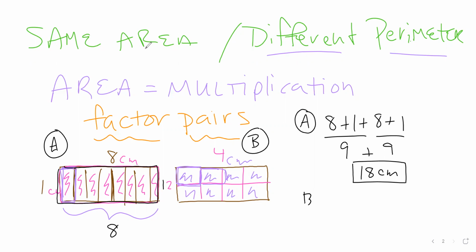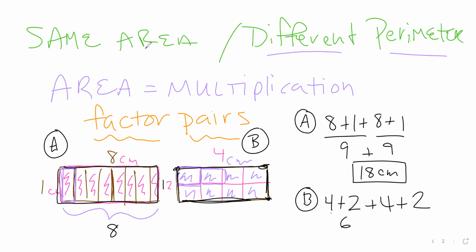So let's look at B. In B, the distance from here to here is 4 units plus 2 units plus 4 more units plus 2 more units. So 4 plus 2 is 6. 4 plus 2 is 6. 6 plus 6 is 12.